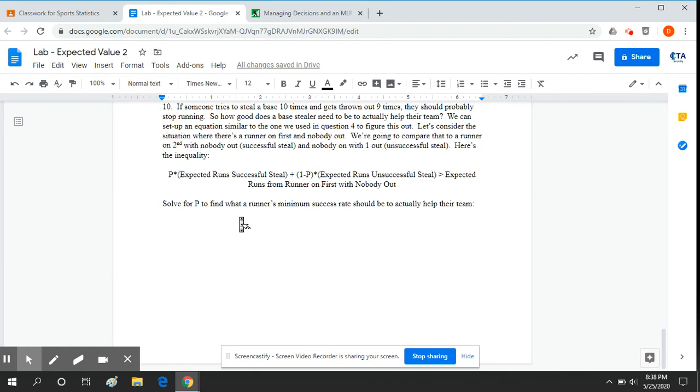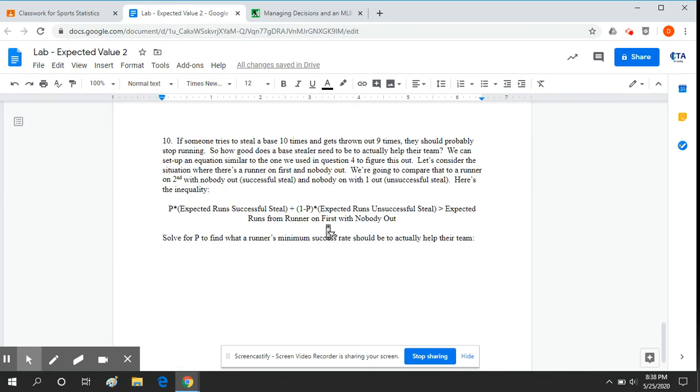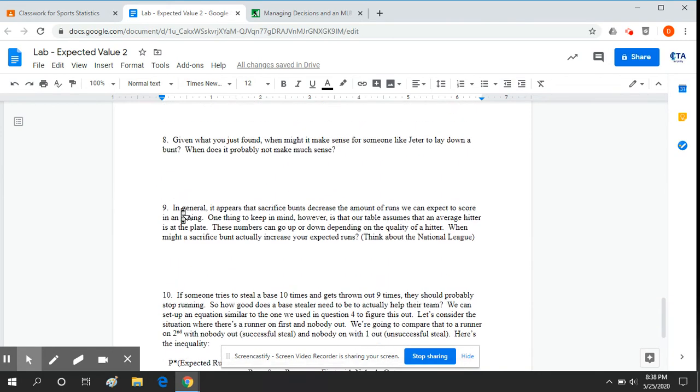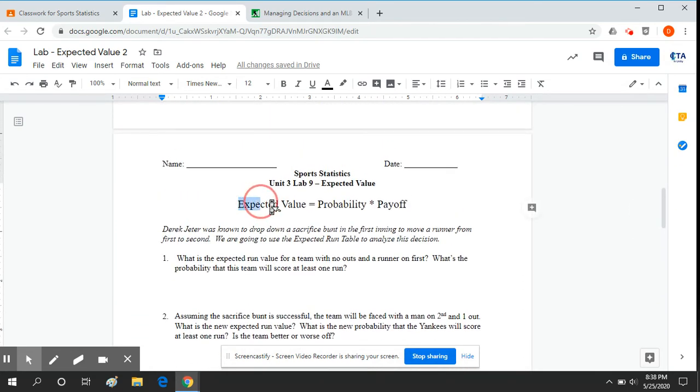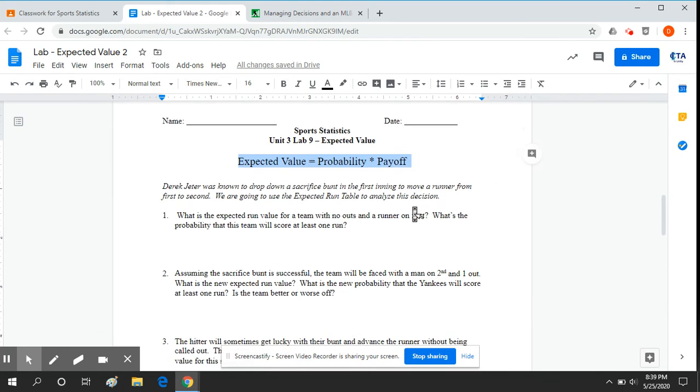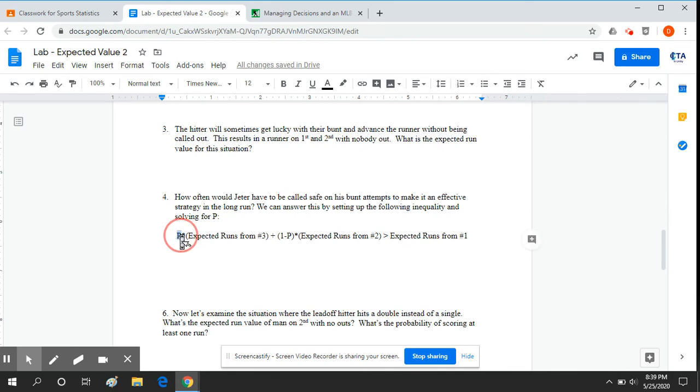How successful do you have to be at stealing bases for it to be a good decision? So you're going to be setting up a couple of these. It's pretty much the same equation every time, and you're solving for P, and that just gives you an idea of when something's a good decision versus when something's a bad decision. But it's the same idea here of this expected value is equal to a probability times the payoff.